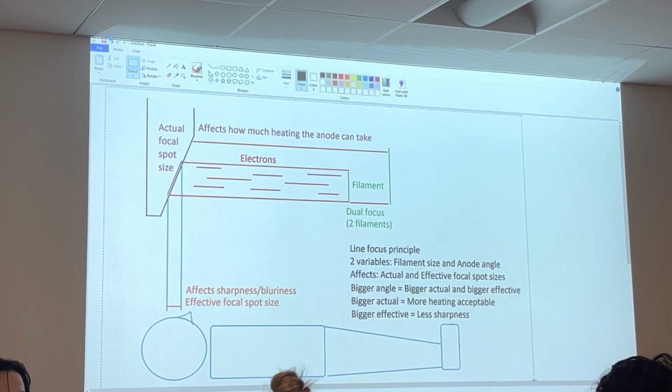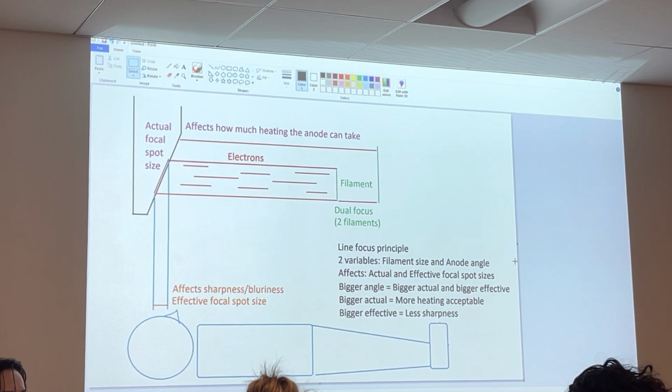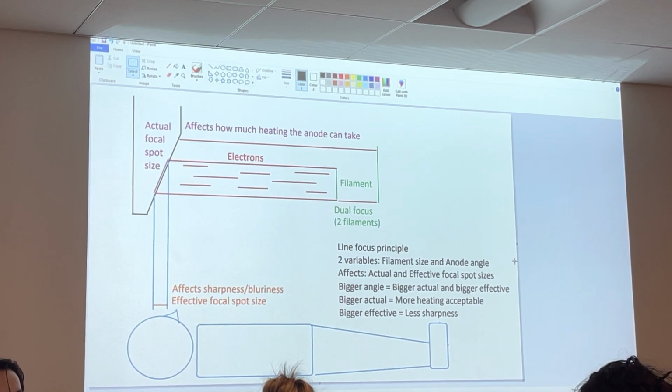So we can only change the filament at the computer? Correct. So at the console, all you can change is the filament. The manufacturer is the one that determines the angle size. I've never seen them change. You've never seen the tech change the focal spot size?